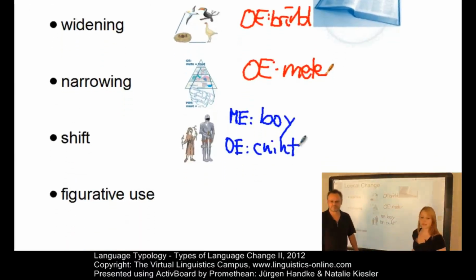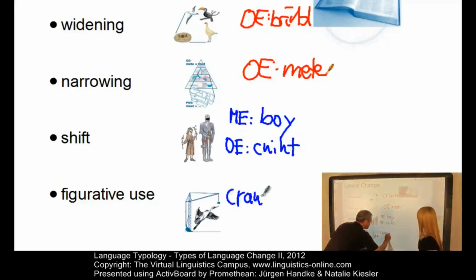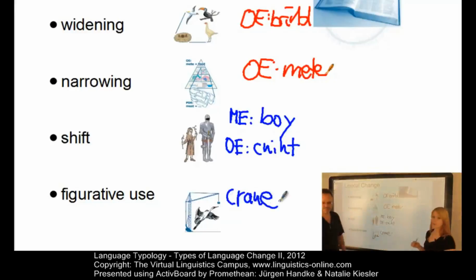And our last example is that of figurative use, which means that the meaning of a lexeme is based on analogy or likeness between things. An example is the word crane, which has on the one hand the biological sense, and on the other hand it denotes a certain vehicle.